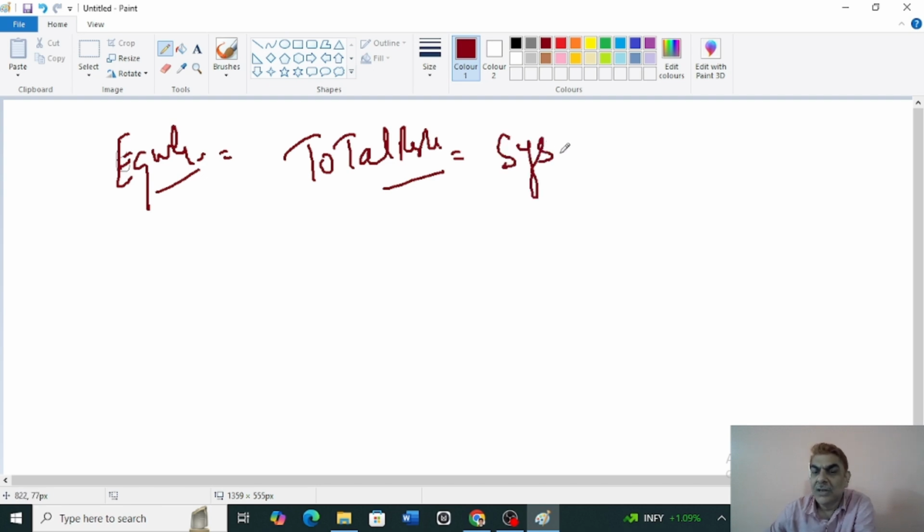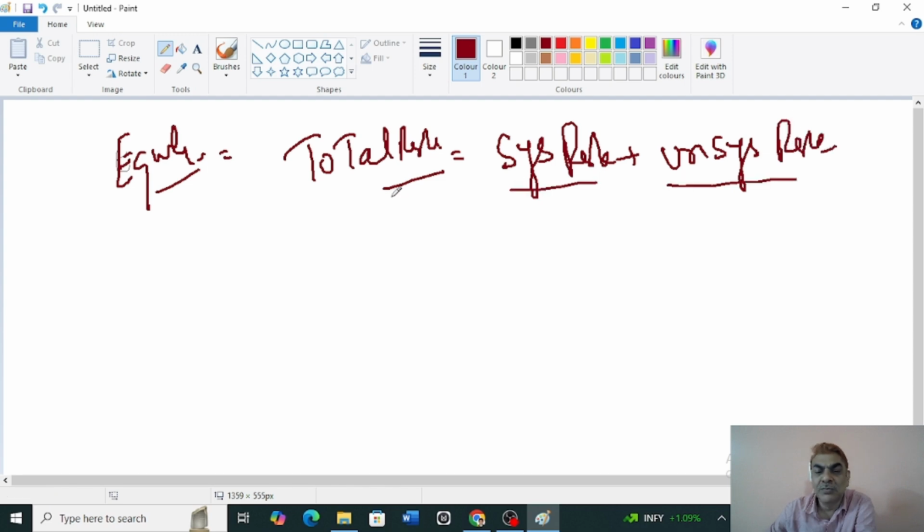Both will be explained over here. Total risk is systematic risk plus unsystematic risk. Now you can say what these words mean to us. First of all, let us start with the unsystematic risk. This is a risk which is associated with one single script.